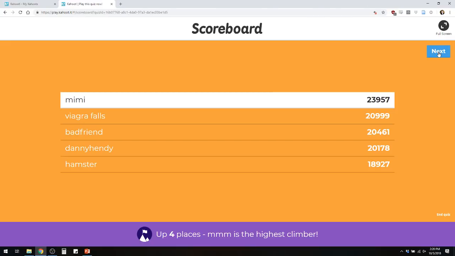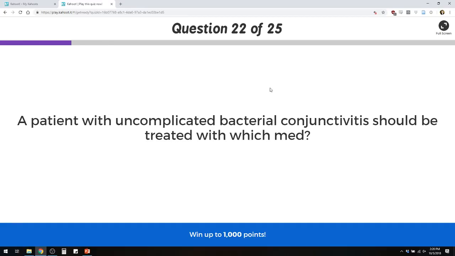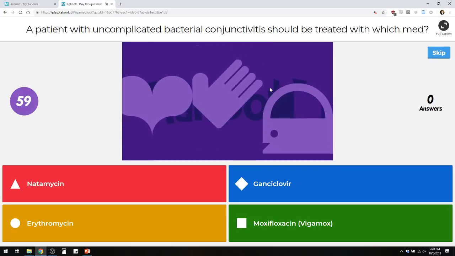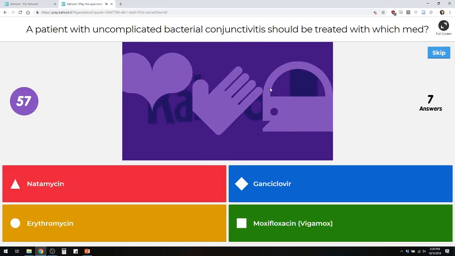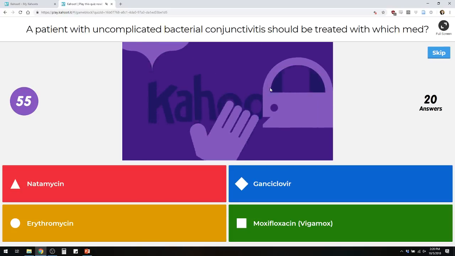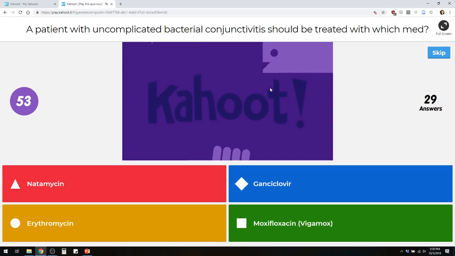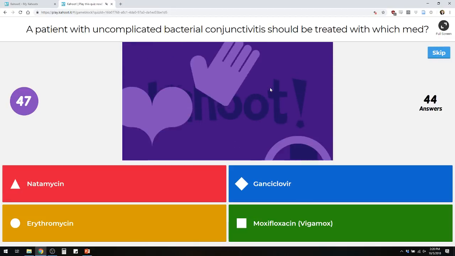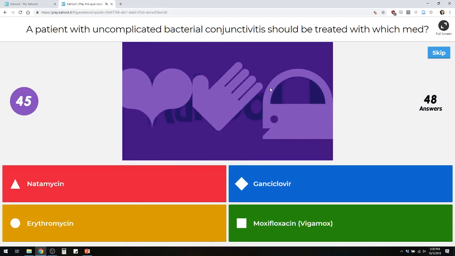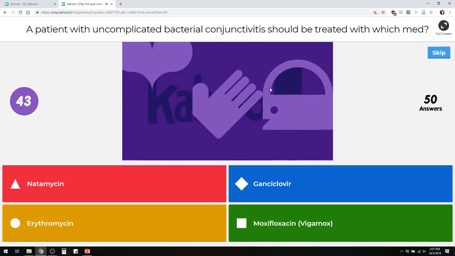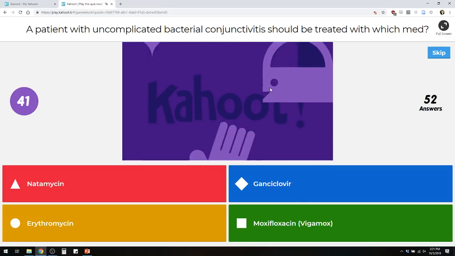All right. A patient with uncomplicated bacterial conjunctivitis should be treated with which medication? Natamycin, ganciclovir, erythromycin, or moxifloxacin? Uncomplicated bacterial conjunctivitis.